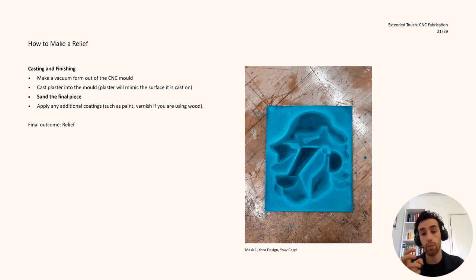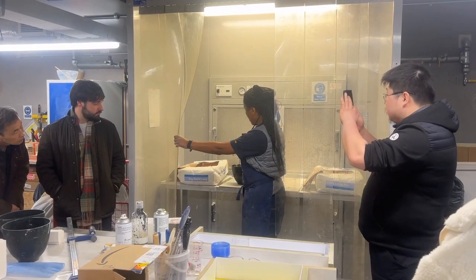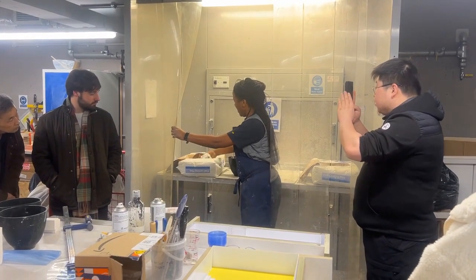So when you cast plaster into vacuum form and then release it, you can achieve a very, very fine finish. I'm sprinkling the plaster, but I'm going in a circular motion.